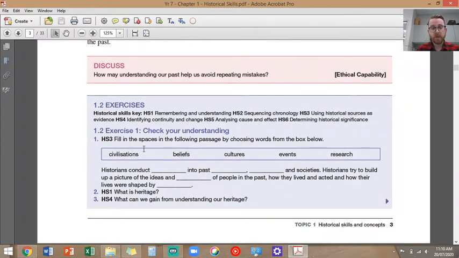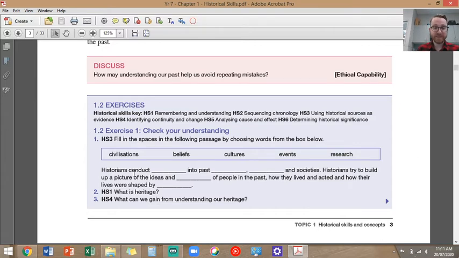So question 1, fill in the spaces in the following paragraph by choosing words from the box below. So you've got 5 words there, and your task is to put them into the right order in this little passage here. So historians conduct blank. Historians are people that study history. So they conduct, they do blank into past blank, blank, and societies. Historians try to build up a picture of the ideas and the blank of people in the past. This is odd saying this out loud. How they lived and acted, and how their lives were shaped by blank.